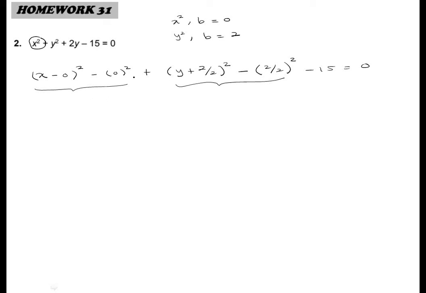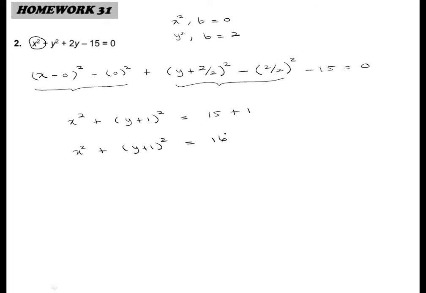Let's simplify. For the x variable, we are only left with x squared. Then for the y variable, (y plus 1) squared equals, bring negative 15 to the right, and 2 divided by 2, 1 squared, is 1. Final equation: x squared plus (y plus 1) squared equals 16.